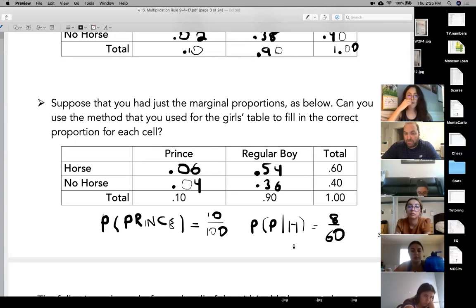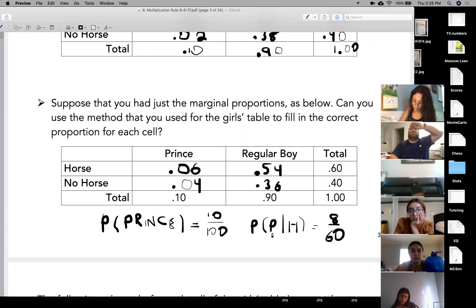So that means that knowing that it's a horse has changed how likely it is that it's going to be a prince, because before it was 10%, and now it's whatever this is, not 10%. Knowing that the person is sitting on a horse changes how likely it is that the person is a prince.